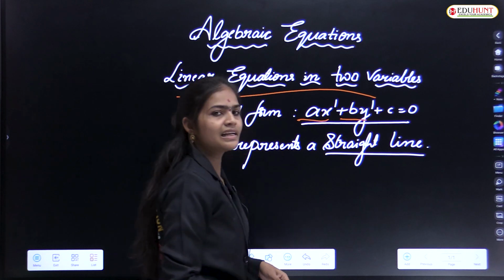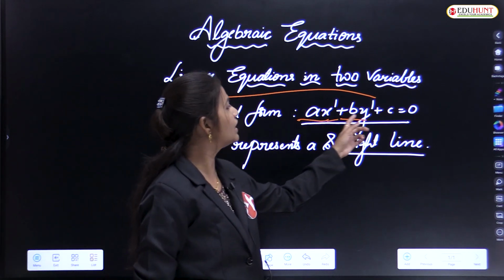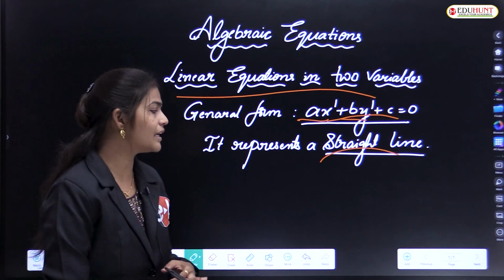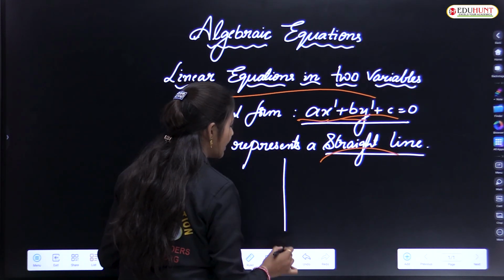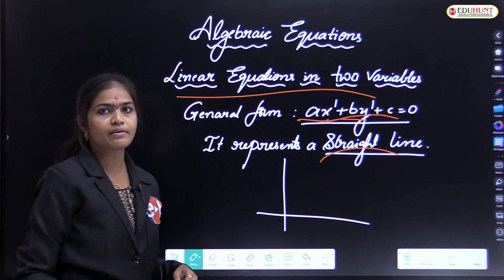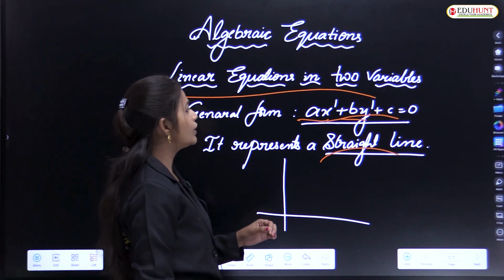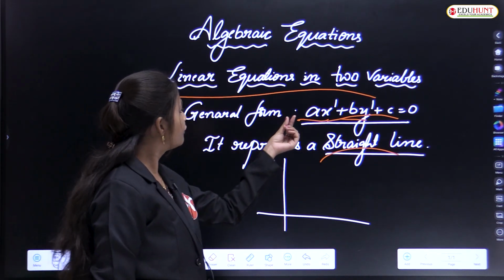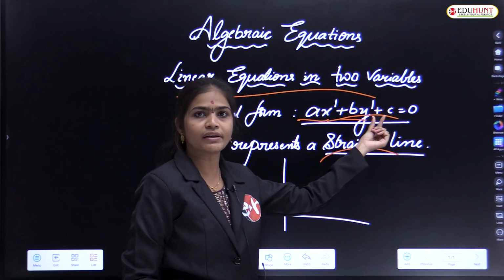So what is that representation, ma'am? Here you have written one equation. Why have you written straight line here? Because in the graphical representation, you have an idea about the graph, right? X-axis and y-axis. So if you substitute an x value, you will get the y value.